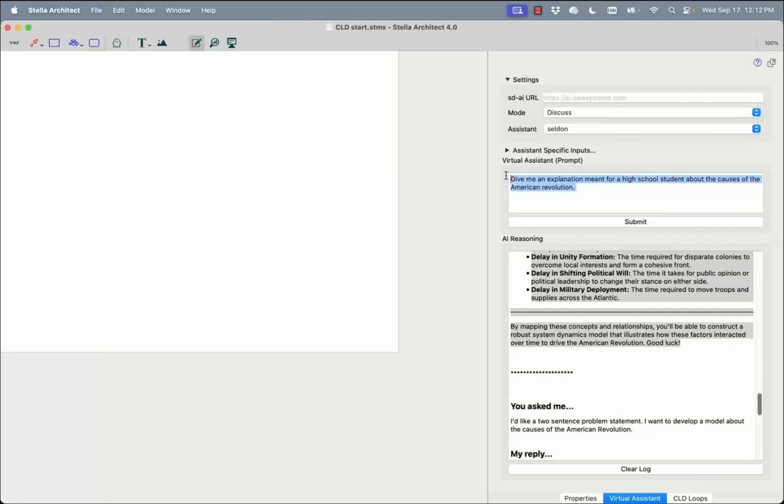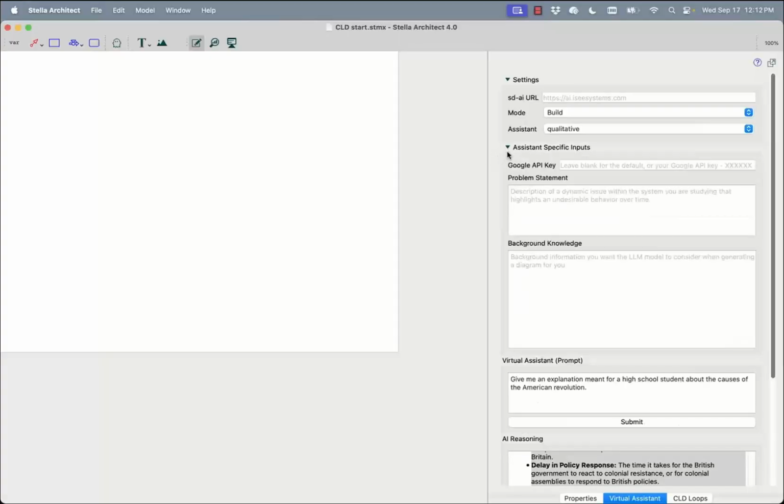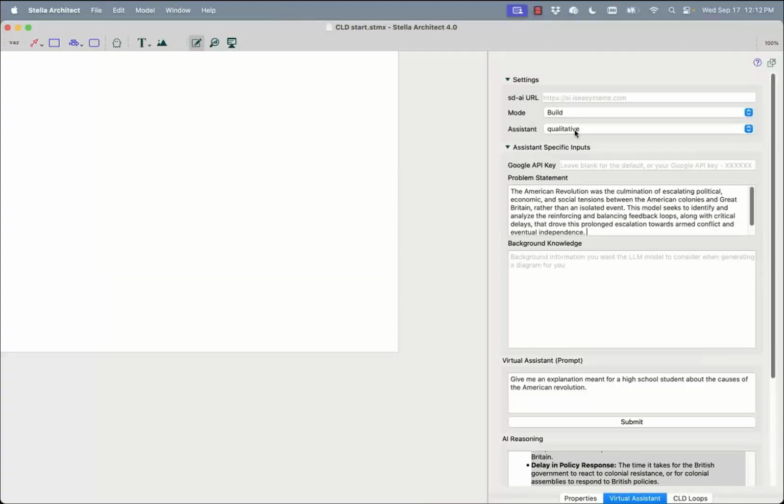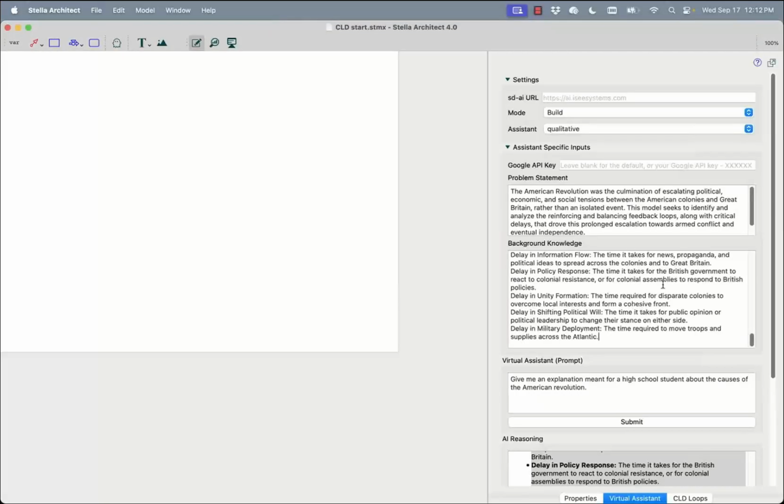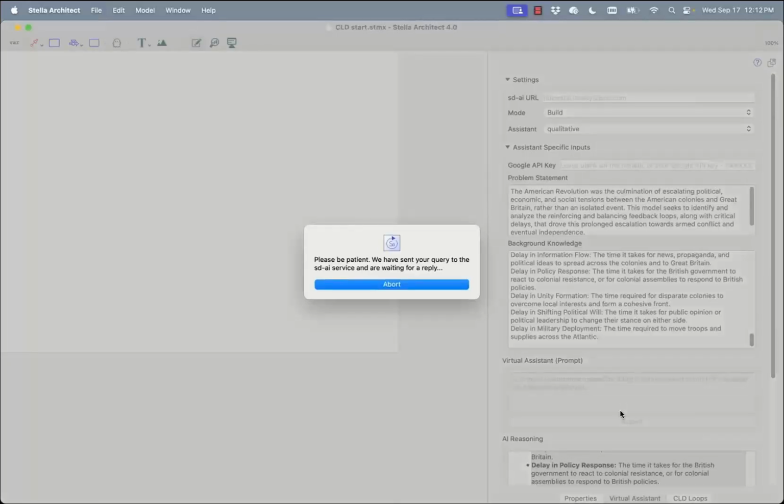In fact, I'm going to abort this request because what I intended to do was not ask Selden for an explanation, but instead to ask the qualitative engine for an explanation of the American Revolution based on the background knowledge and the problem statement. I apologize for the confusion. So I've put the problem statement into the assistant-specific inputs for the qualitative engine, and I'm going to take the background knowledge and put it in here, and now I'm going to submit. So what this is going to do now is go off and communicate with the SDAI platform.